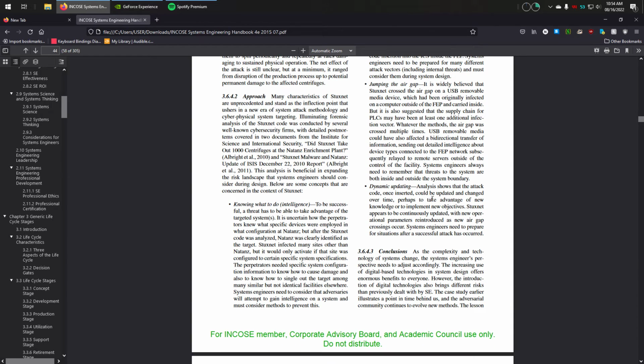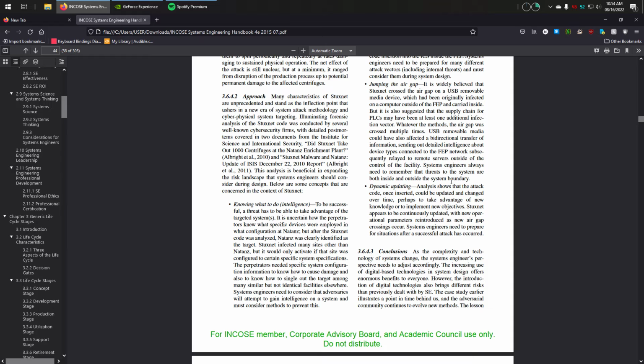Dynamic updating. Analysis shows that the attack code, once inserted, could be updated and changed over time, perhaps to take advantage of new knowledge or to implement new objectives. Stuxnet appears to be continuously updated, with new operational parameters reintroduced as new air gap crossings occur. Systems engineers need to prepare for situations after a successful attack has occurred.